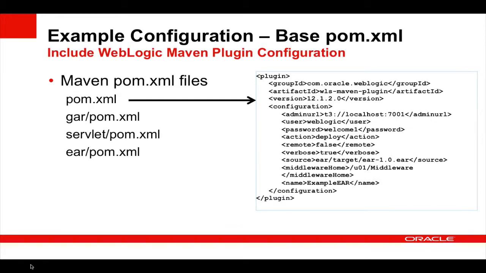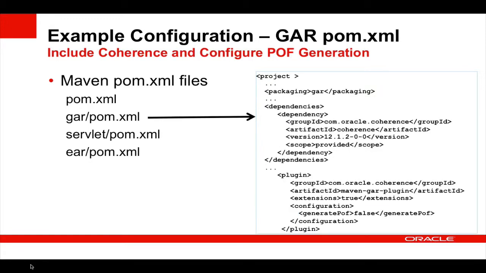Firstly, in the base pom file, we need to include the WebLogic Server Maven plugin. This then allows us to deploy our application directly from Maven. In the GAR POM file, we need to include the Coherence libraries themselves, plus we can then configure whether we want to generate the POF configuration on deployment of the application. In this case here, we've set that to false.